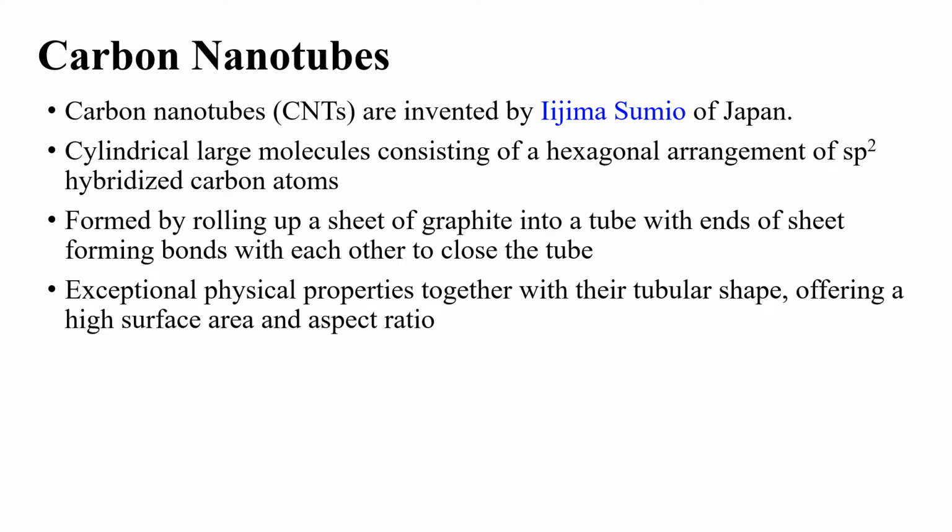Carbon nanotubes. Carbon nanotubes were invented by Sumio Iijima of Japan. They are cylindrical large molecules consisting of hexagonally arranged sp2 hybridized carbon atoms. They can be thought to be formed by rolling a graphite sheet into a tube with the ends of the sheet bonded together. Their exceptional physical properties, tubular structure, high surface area, and aspect ratio make them ideal for many potential applications.